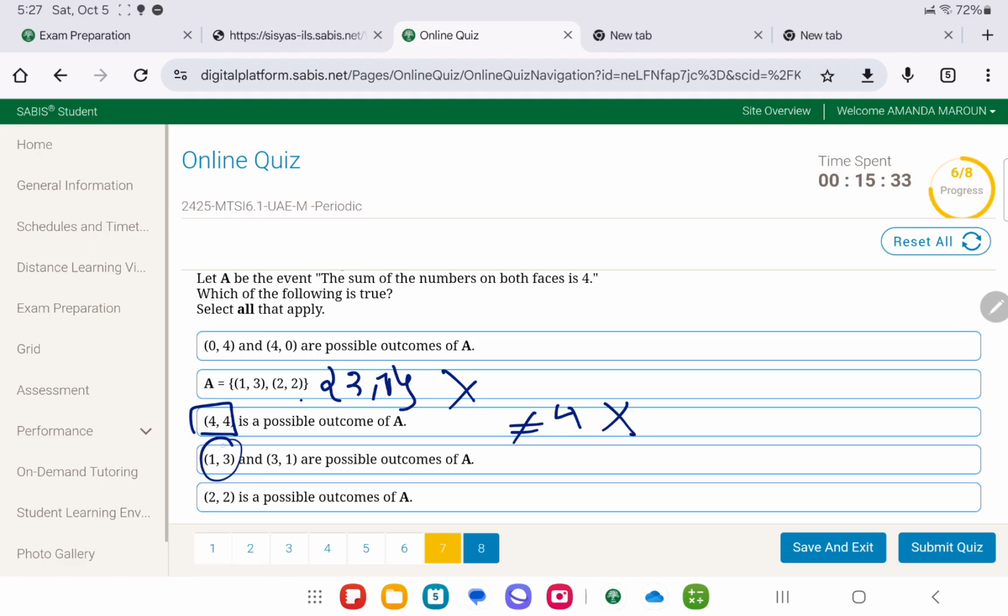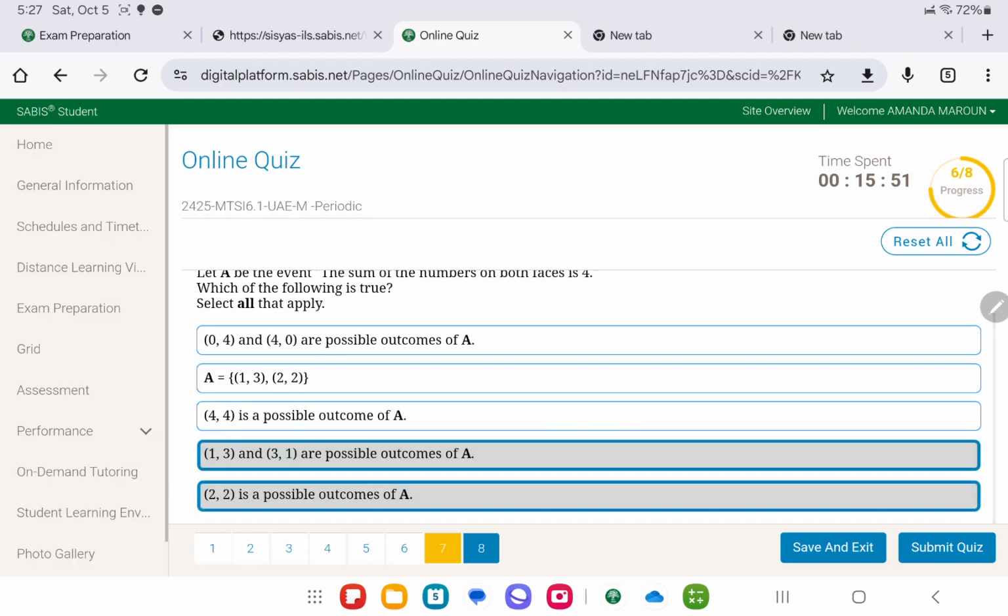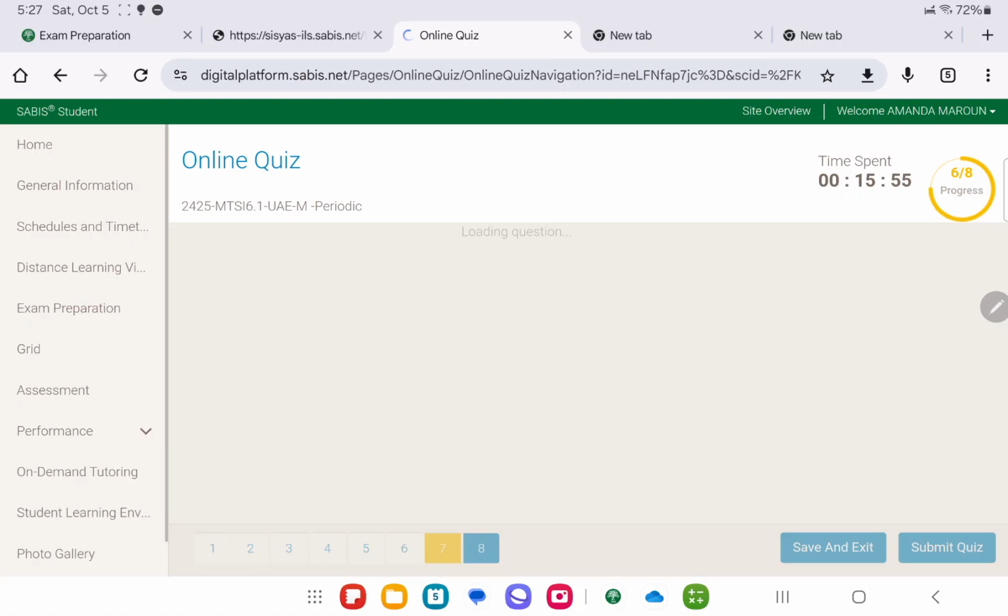Now, 1, 3, and 3, 1 are possible outcomes of A, definitely. 2, 2 is a possible outcome of A, yes. Why did we not choose this one? Because it didn't give us all the possible outcomes. Whereas here, this is one outcome, and here, this is another outcome. So this one and this one are correct for this equation.